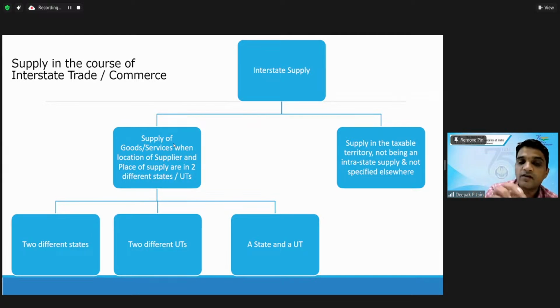So it could be supply of goods or supply of services, or import of goods or import of services, because import of goods and import of services are also interstate supply, correct? So that will all fall under interstate supply.